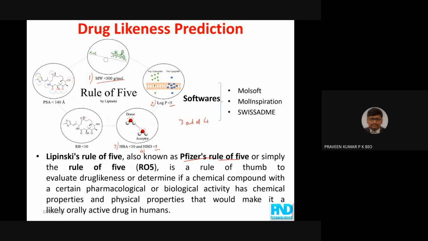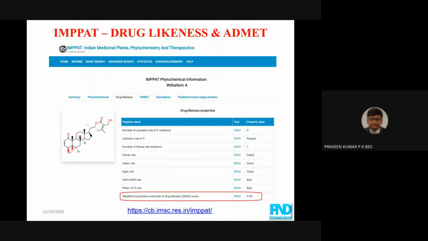Additional properties like rotatable bonds and polar surface area are present in other drug likeness filters. The Lipinski rule of five is one drug likeness filter, and we have others. I will take you directly to the website for information on ADMET. Now I am taking you to the website called IMPPAT.